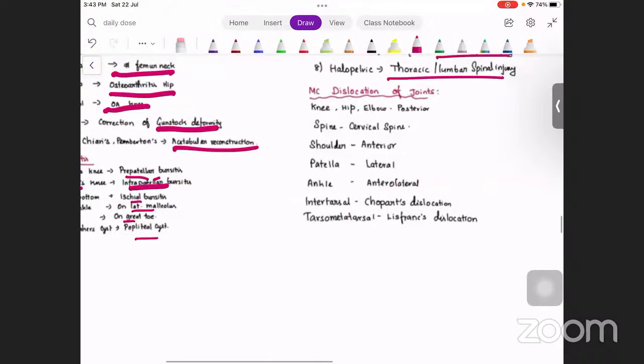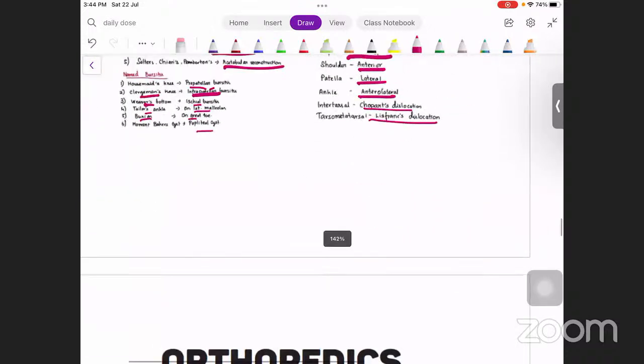Apart from that, the most common dislocation of joints: knee, hip, elbow, and posterior ones. Then spine, you have cervical spine, and shoulder anterior dislocation. Patella lateral dislocation is the most common. Ankle anterolateral dislocation is most common. And intertarsal Chopart's dislocation, while tarsometatarsal Lisfranc dislocation is the most common one. So the most common dislocation for the knee, hip and elbow is a posterior dislocation. For shoulder, it is an anterior dislocation. For patella, it is a lateral dislocation. For ankle, it is an anterolateral dislocation. Tarsometatarsal Lisfranc, intertarsal Chopart's, and in the spine, cervical spine dislocation. Cervical spine is the most commonly dislocated area.